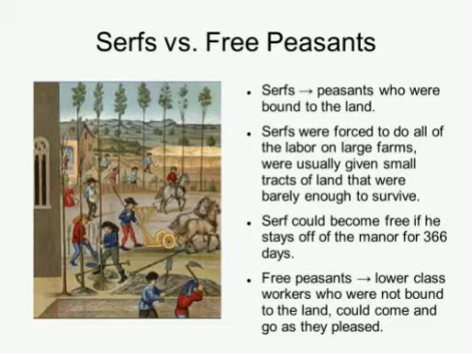A serf could become free if he stayed off the manor for at least a year. On the other hand, free peasants were the lower class workers who were not bound to the land, and they could come and go as they pleased. That's why they didn't need the permission of the lords to go out of the field or out of the manor. But the serfs needed the permission of the lords for each of their movements.